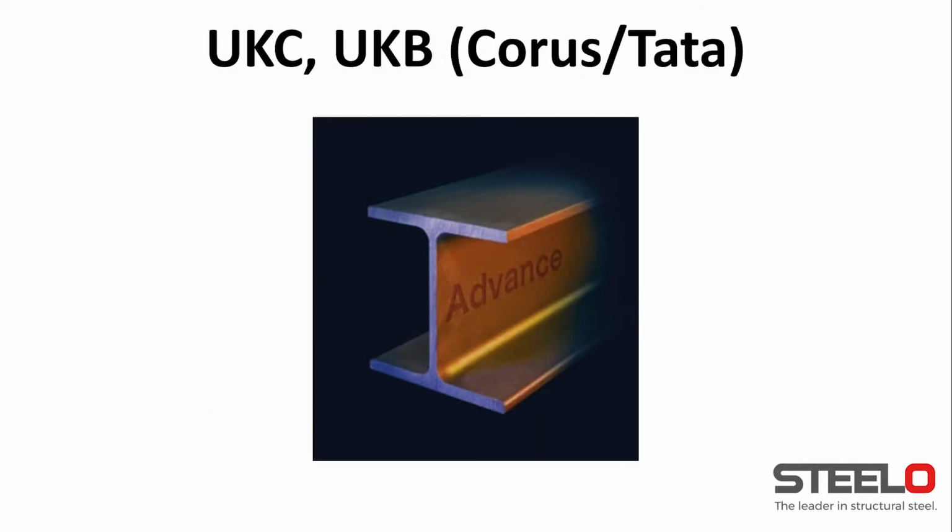UKC and UKB sections are very heavy UC and UB sections made by Corus or Tata. They have been patented and they are basically very, very thick. So they are also quite difficult to get hold of. So when you find them in a quote or in your drawings, always ask the structural engineer whether this could be replaced by an alternative normal UC or UB section.